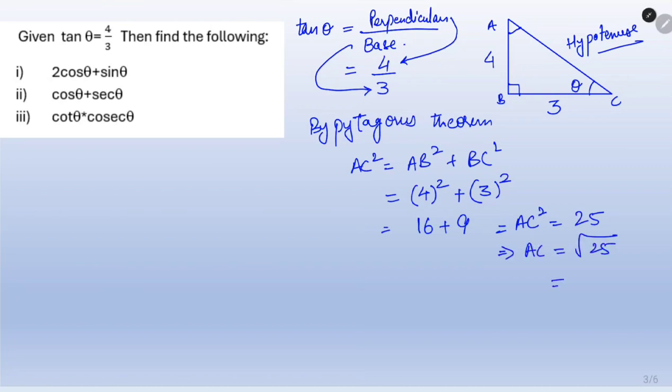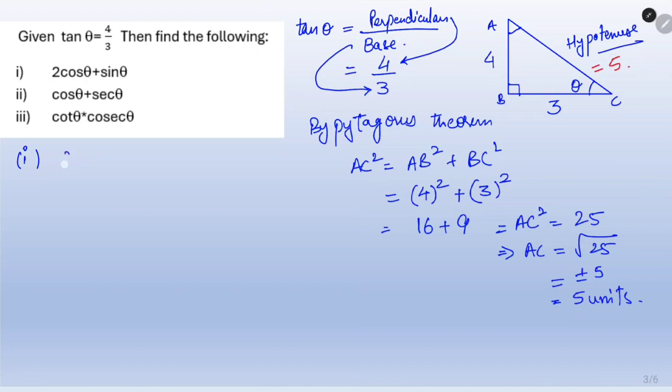By under root we get two values, plus minus 5, but we take only the positive value because length cannot be negative, so 5 units, right? So in the first part we have all the values of hypotenuse, base and perpendicular, so that means hypotenuse is 5.